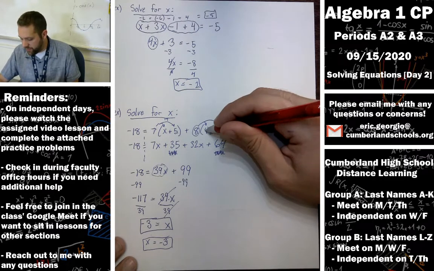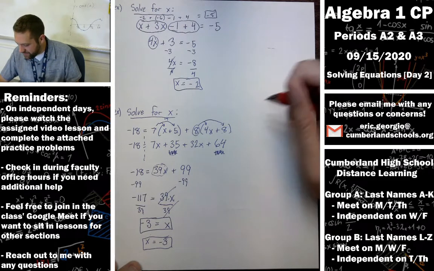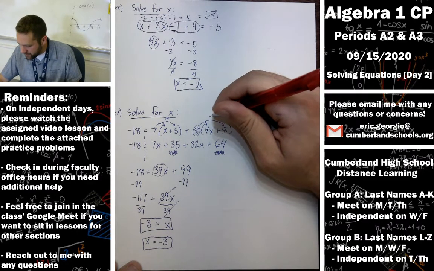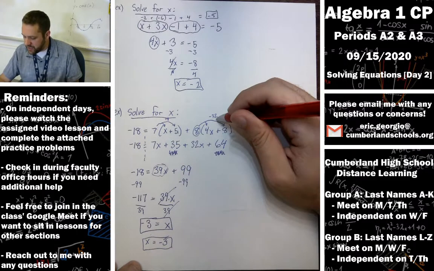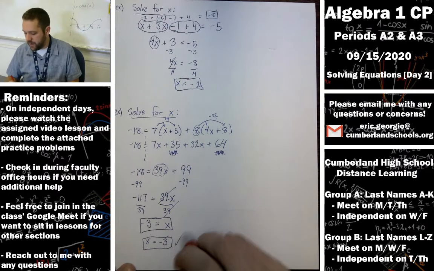Over here, negative 3 times 4 is negative 12. Negative 12 plus 8 is negative 4 times 8 is negative 32. And what is 14 minus 32? That's going to get you negative 18. Okay? So that works out just fine.